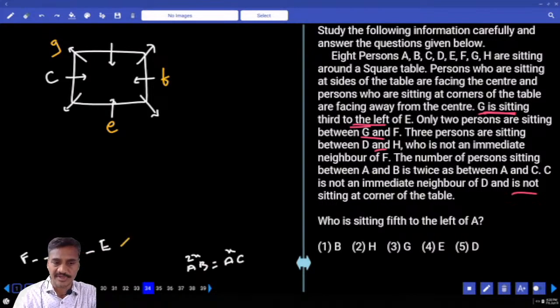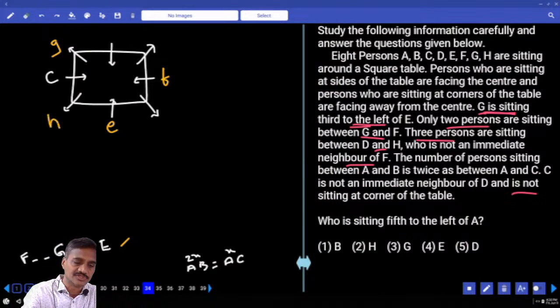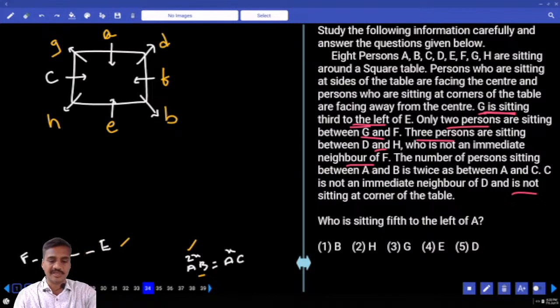And then the next one, only 3 persons between D and H. That means they are opposite to each other. H is not an immediate neighbor of F. If H is here, then D will be here, isn't it? And the number of persons in between A and C: if A is here, there is 1 person. And between A and B, there are 2 persons. The number of persons between A and B is twice that of A and C. Done.